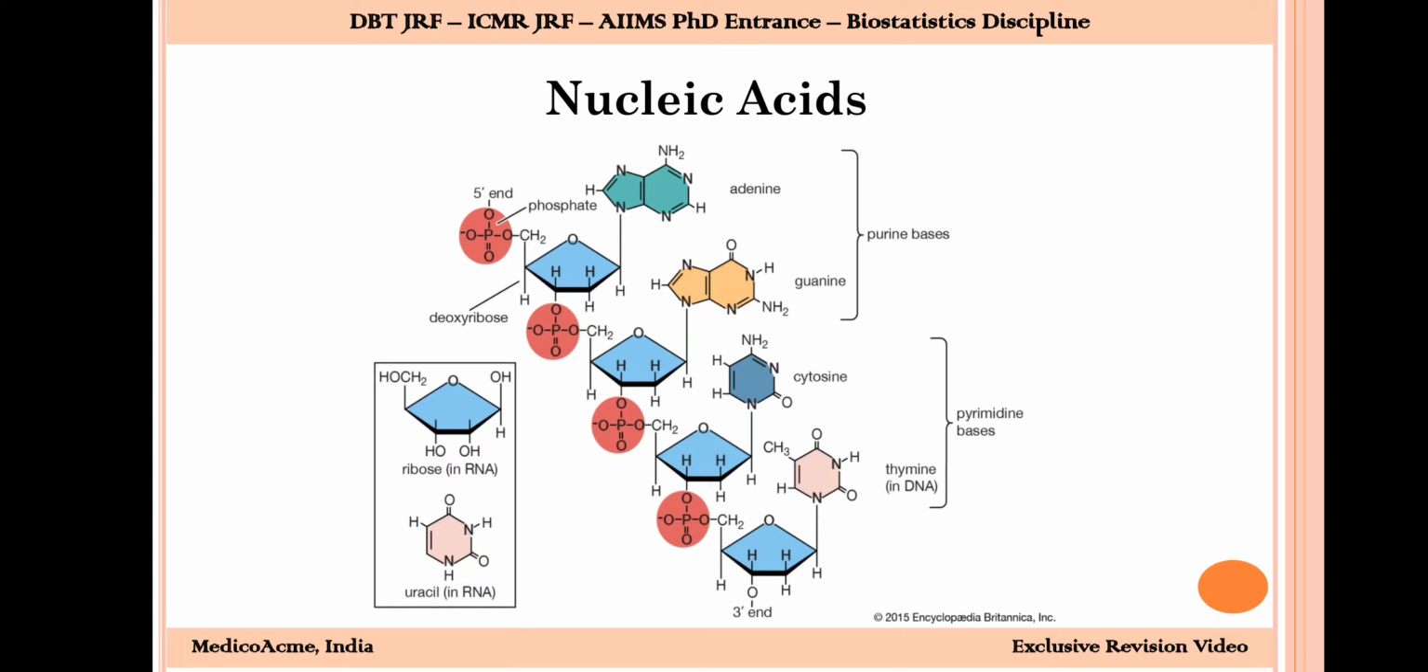So guys, please remember these things, and you can remember the structures of adenine, guanine, cytosine, and thymine. Sometimes it becomes very important, but you have to remember the pairing. Adenine will pair with T and guanine will pair with C. These kinds of things you can remember. Purines are adenine and guanine, and pyrimidines are thymine and cytosine.